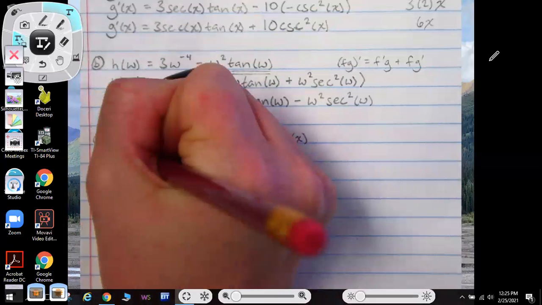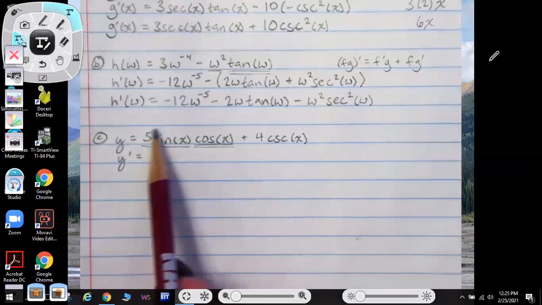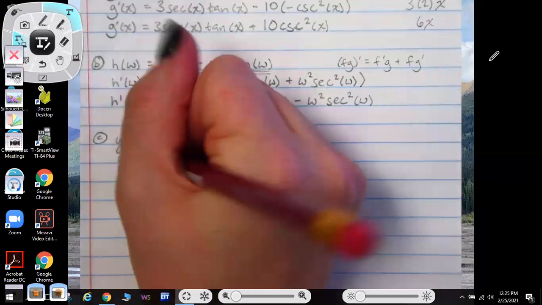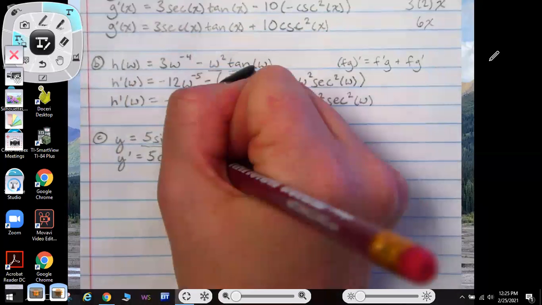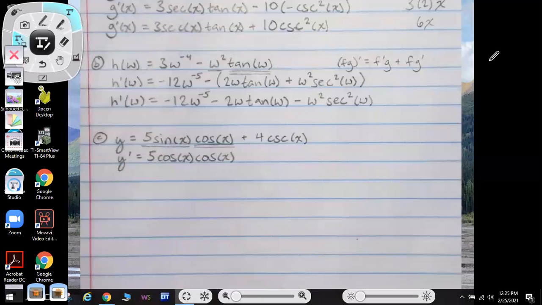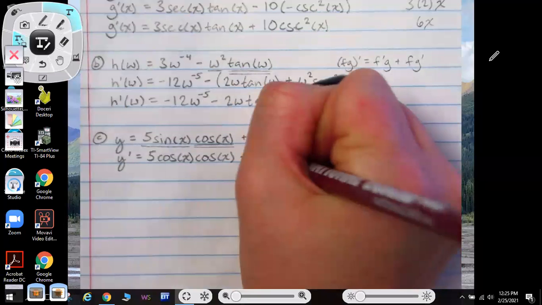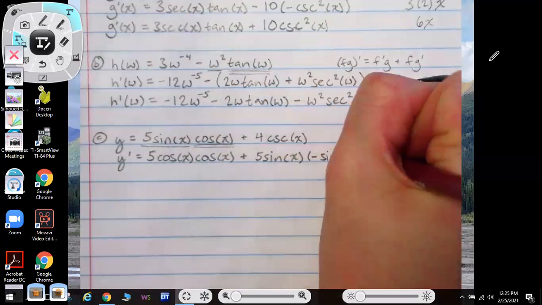Okay, so y prime, when we take the derivative, we're using the product rule first. So we really don't have to use parentheses because there's not going to be a sign in front of it that's going to change anything. But we're going to take the derivative of the first term. So the derivative of 5 times sine, the 5 stays, and the derivative of sine is cosine. And that gets multiplied by the second function as is, which is cosine, plus the first function, which is 5 times sine, times the derivative of the second. So the derivative of cosine is negative sine.